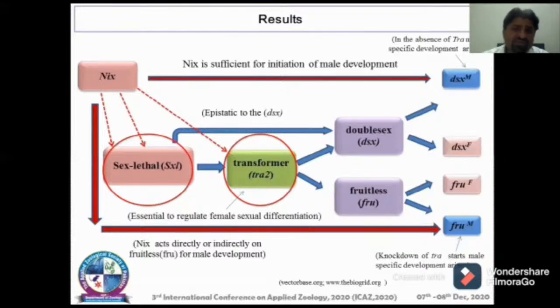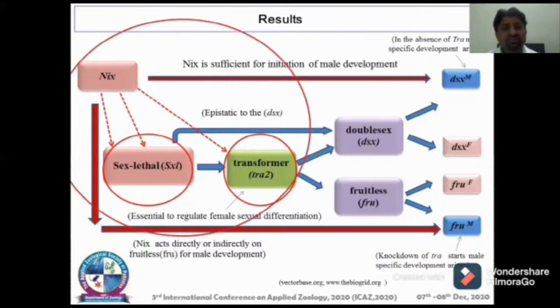So I will show you certain results we have up to this time. So you see I have this circle. I already showed you this slide. So what is the interaction between NICS and sex lethal, and NICS with this transformer? Actually in Aedes aegypti there is no transformer-like gene, and the other that is being reported in Drosophila is called transformer 2. We are looking now at NICS in interaction with sex lethal and NICS in interaction with transformer.